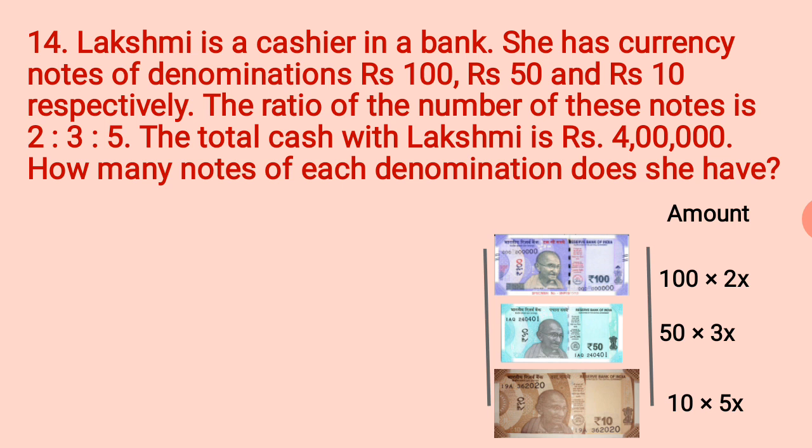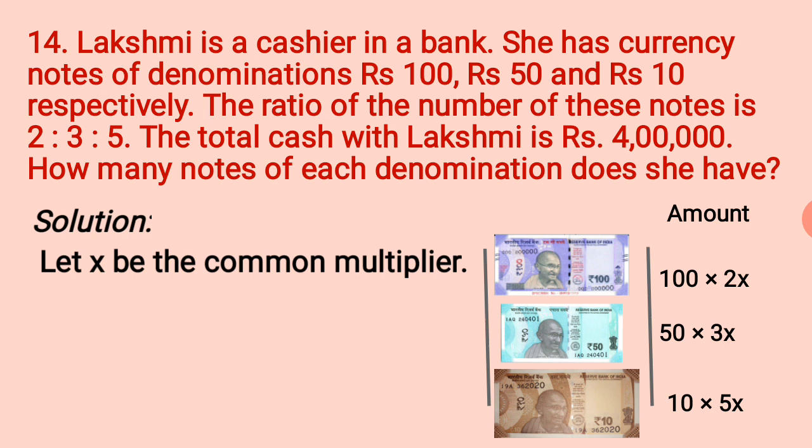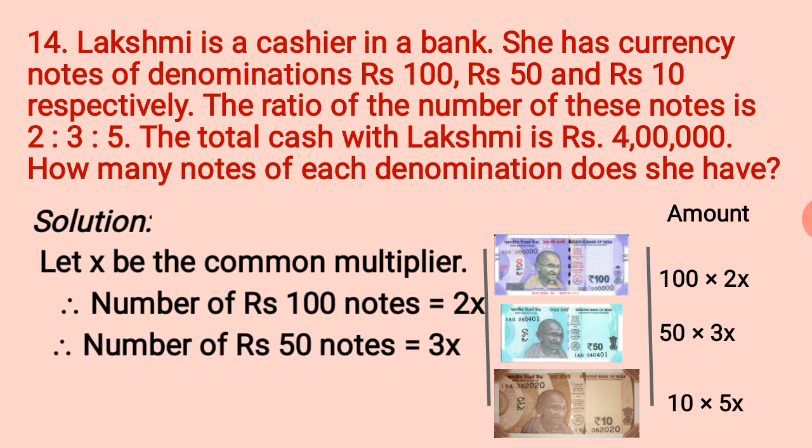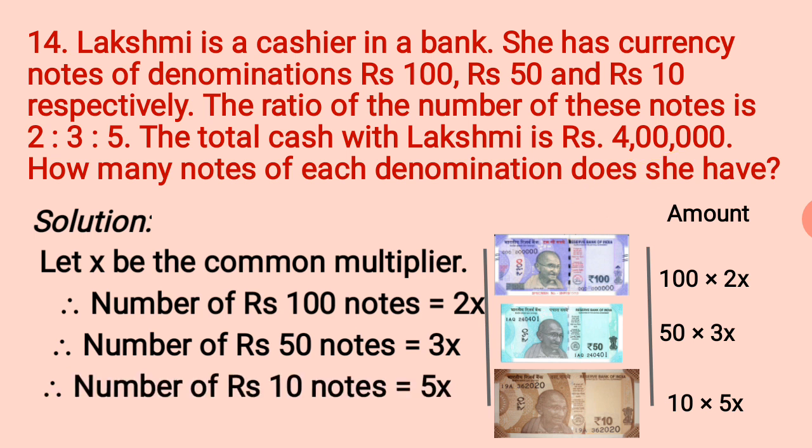Now, as the ratio is given, we are considering the first multiplier to be x, which we are going to multiply by all the 3 numbers, that is 2 and 3 and 5. This is how we'll get the number of notes of each denomination. Let us begin with our solution. Let x be the common multiplier. So, we can say that the number of notes of 100 rupee denomination is 2x. Number of 50 rupee notes will be 3x. And number of 10 rupee notes will be 5x.